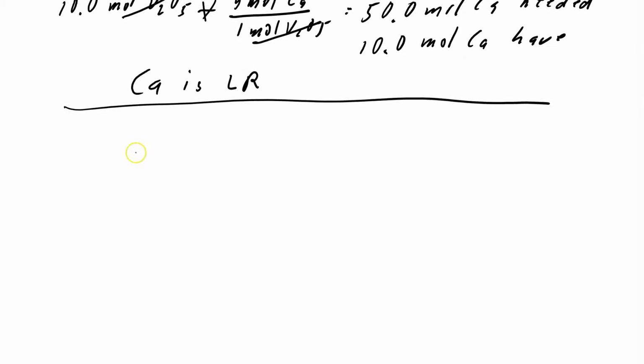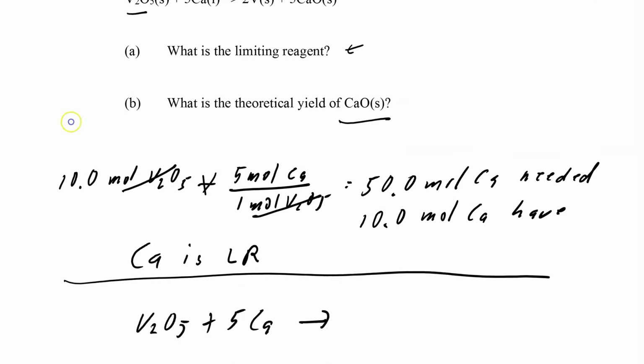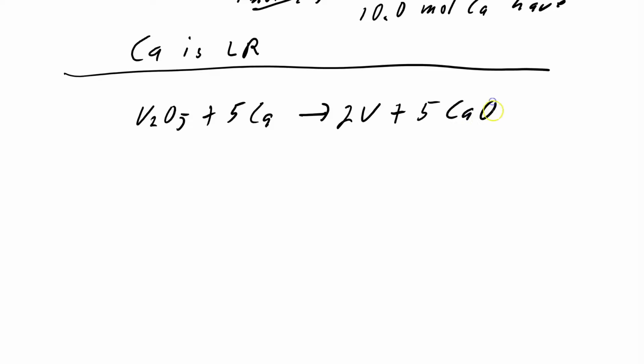So we have our V2O5 reacting with 5 moles of calcium. And our products here are going to be 2V plus 5CaO. Question mark moles, question mark grams of our calcium oxide. So let's go ahead and set this up in the usual way.